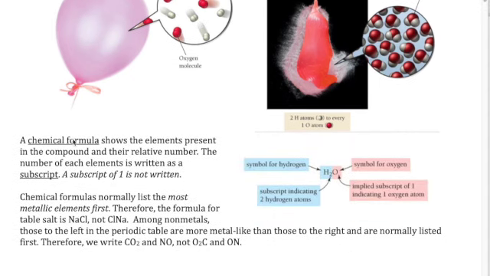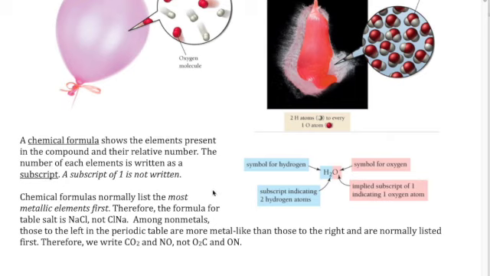Now, a chemical formula is a formula for a compound. It's not a formula for a mixture. So to represent that compound, we have to list all the elements that are part of that compound. And the way we list them is we indicate the symbol of the element, and then we indicate how many of that element there are. And the way we indicate how many is we use a subscript.